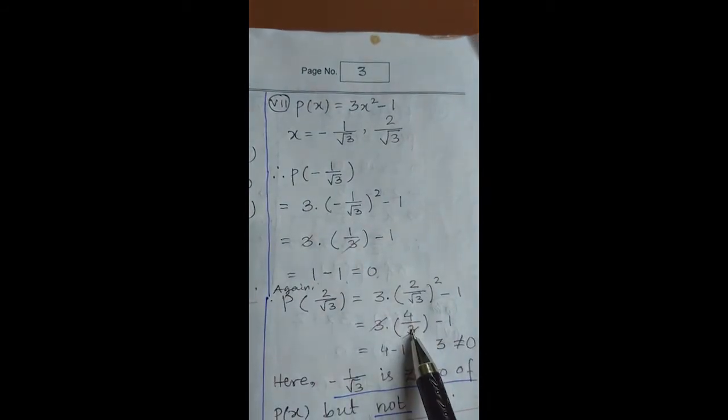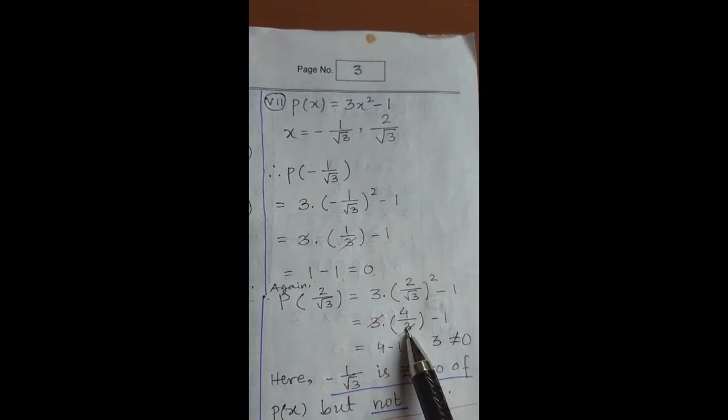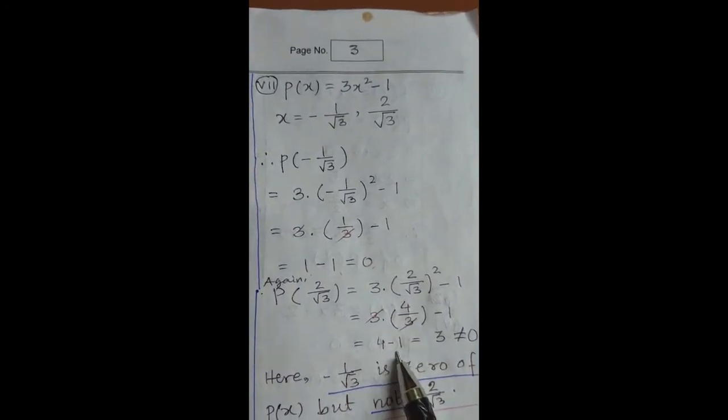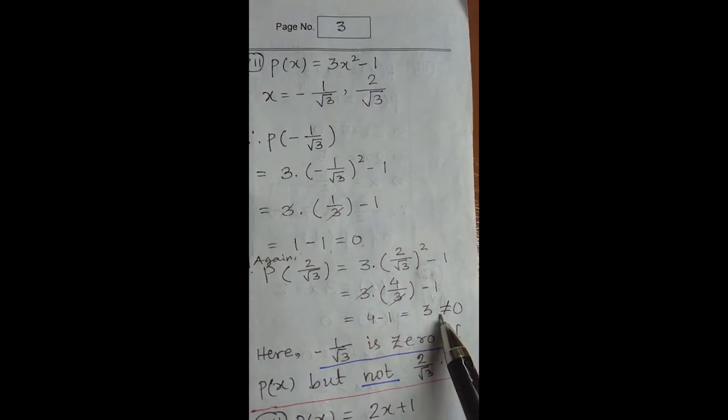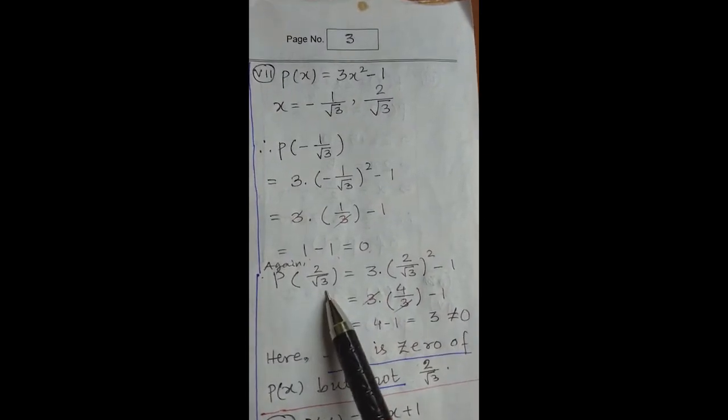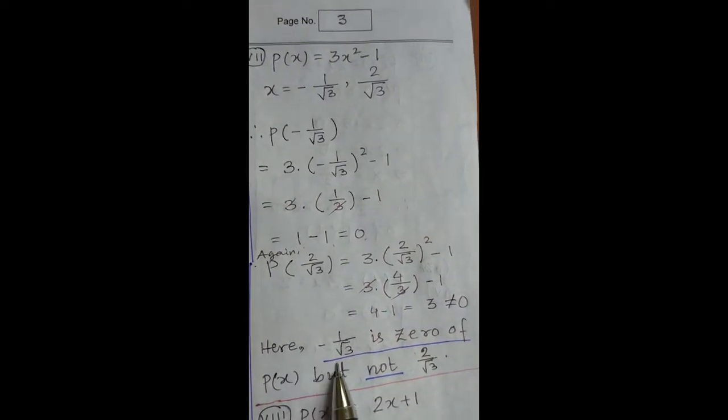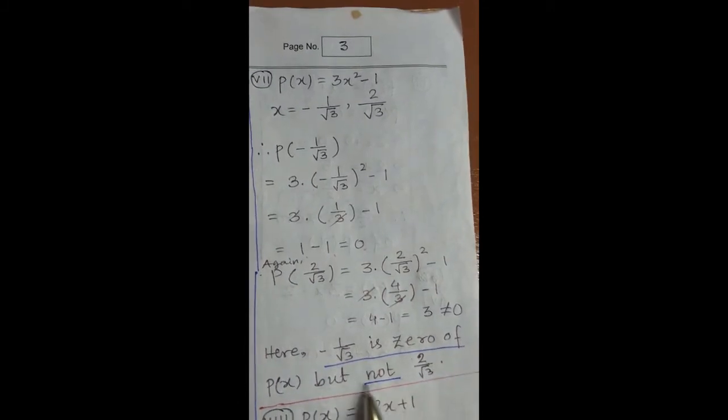So (2 by root 3) square means what? 2 square is 4, root 3 square is 3. Now 3 cancels, we get 4 minus 1, that is 3. Actually 3 is not equal to 0, right? That means this is not a 0 of p(x). So minus 1 by root 3 is a 0 of p(x), but not 2 by root 3.